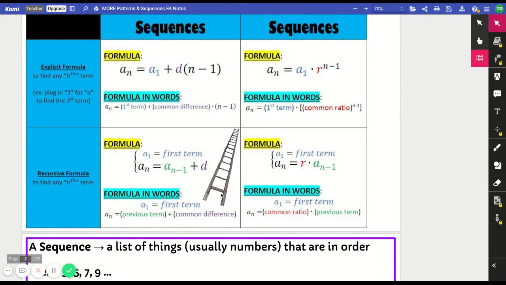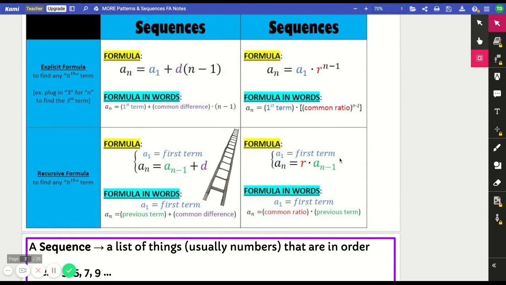And as you can see here, I have a ladder, and that's just a little visual for you to think about. When you're climbing a ladder, you need to step on the previous step to get to the next step. So that's the same thing when we're looking at recursive formulas, is we have to use the previous term to get to the next term.